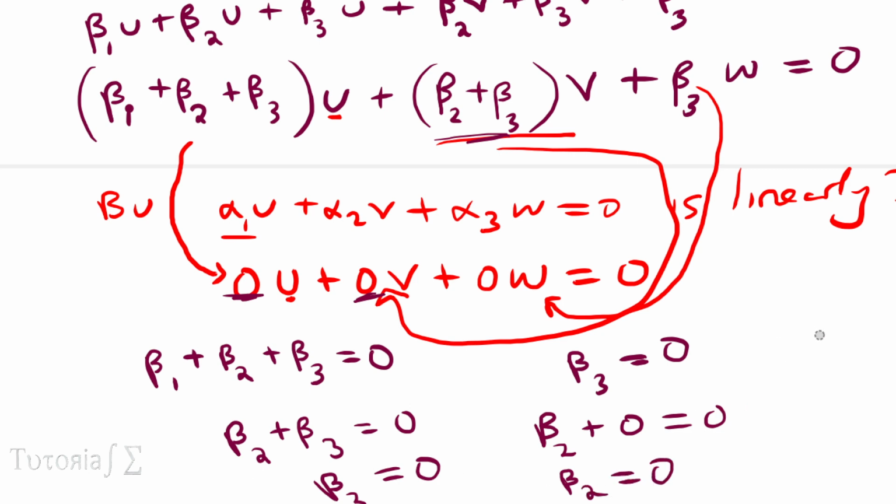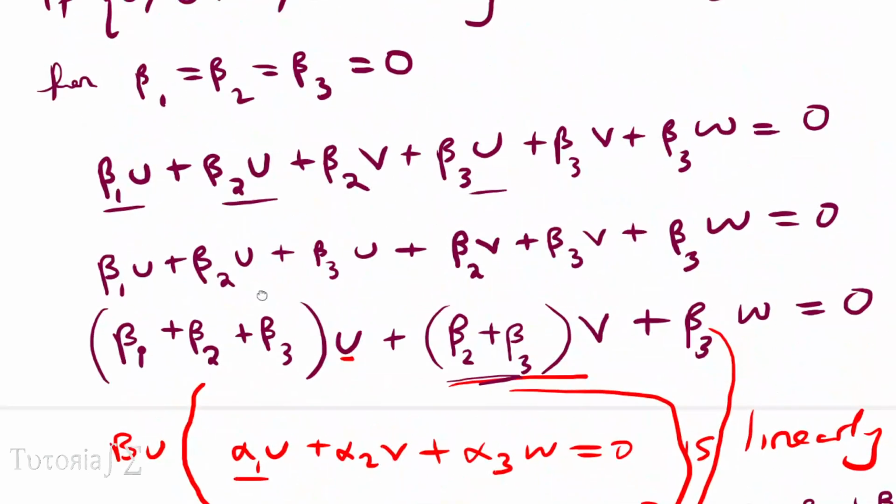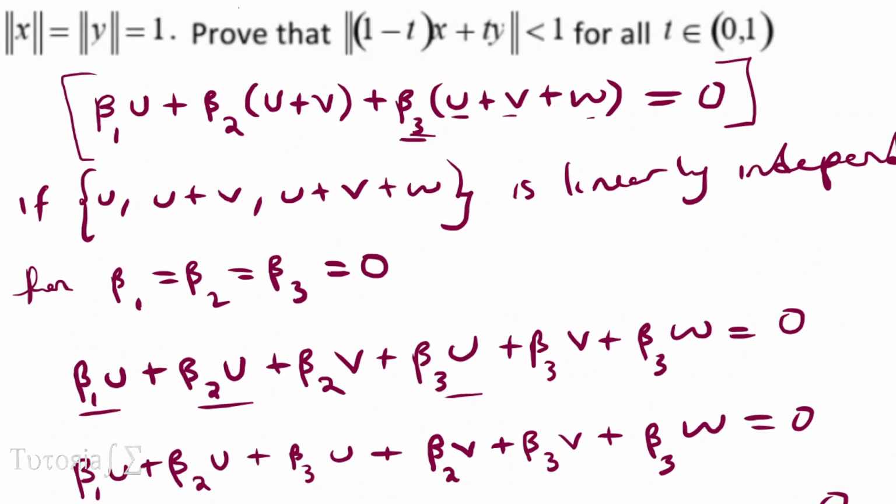Then here we can find beta 1 from beta 2 and beta 3. So we use this one: beta 1 plus beta 2 plus beta 3 is equal to 0, so beta 1 plus 0 is equal to 0, and beta 1 will be equal to 0. Okay, so now remember what we wrote here. We said if this set is linearly independent, then beta 1, beta 2, beta 3 should also be equal to what? To 0.